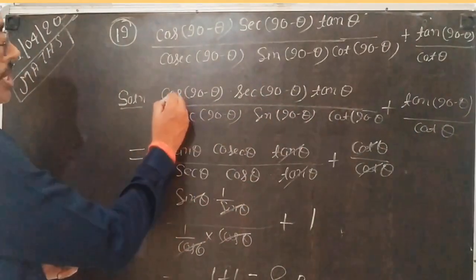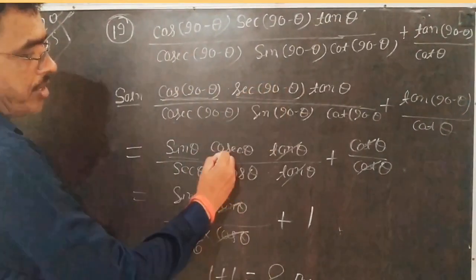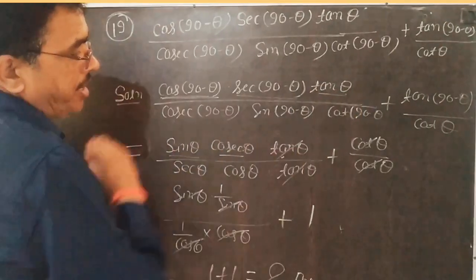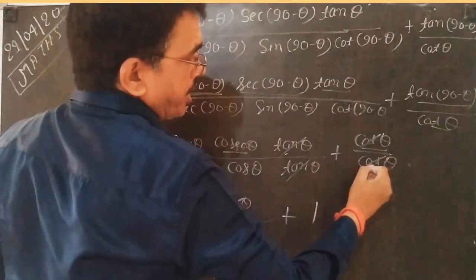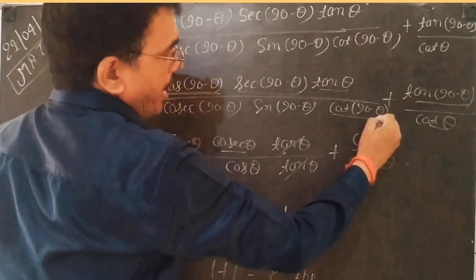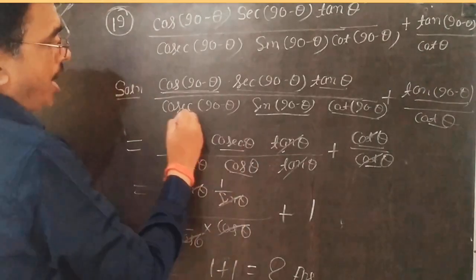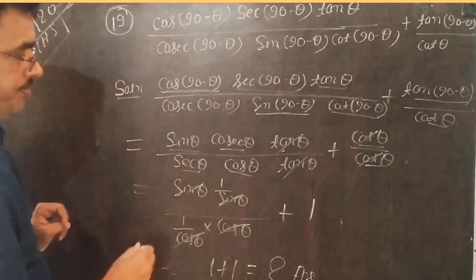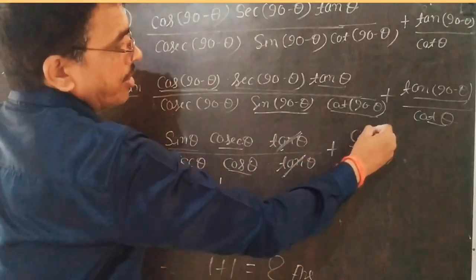First, students, it is cos 90 minus theta. What is it? Sin theta. Sec 90 minus theta, it is cosec theta, and it is tan theta. Here is tan 90 minus theta, I write cot theta. Here is cot theta, so it is cot theta. Cos 90 minus theta, sin theta. Sin 90 minus theta, cos theta. And cosec 90 minus theta, sec theta. This tan theta cancels. This cot theta cancels.